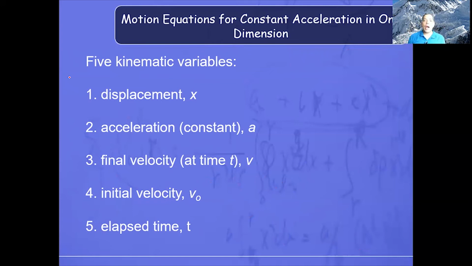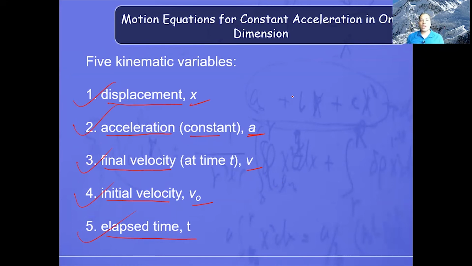Okay, so we have 5 kinematic variables. We have displacement, which is represented by x. We have acceleration. In our case, remember, we are talking about 1D and constant acceleration. So the acceleration is constant and you can denote it by a. Final velocity, so v. Initial velocity, v0, and elapsed time t. So we just need 5 variables. Okay, these are the 5 variables we'll be using again and again.